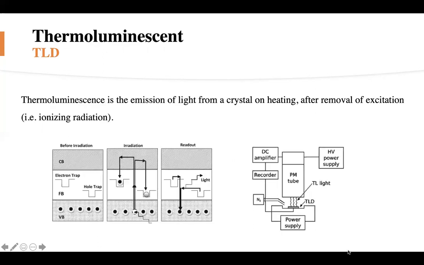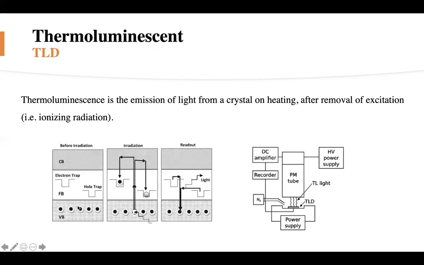Thermoluminescence, or the famous name TLD, thermoluminescence detector, is the emission of light from a crystal on heating after removal of excitation. Here you can see the valence band and conduction band in an atom, and this is the forbidden gap. When this crystal, the TLD crystal, is hit by radiation, it will deposit energy, and the electron will go up to the conduction band, and it will come back immediately and release light or different energy.